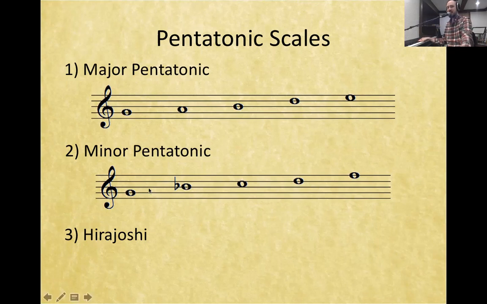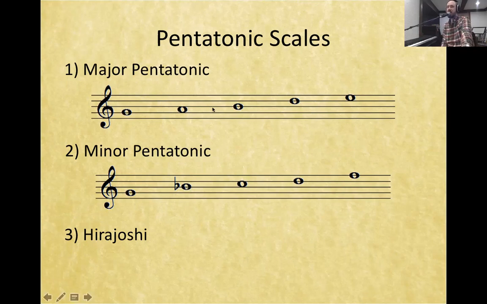Let's take a look. B flat, C, D, F, G. Uh-oh. Can you see what's happening? So we had G minor pentatonic, which is G, B flat, C, D, F. And here's B flat major pentatonic. B flat, C, D, F, G. So we've got the same sort of relative major, relative minor thing going on.